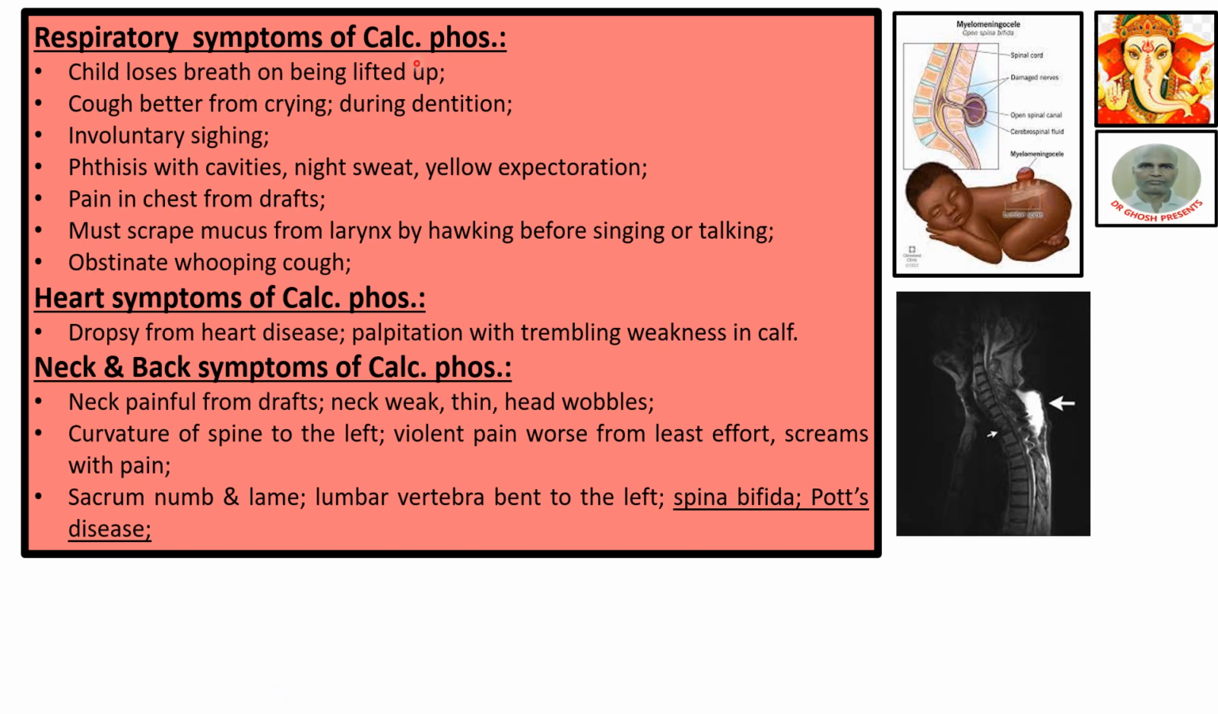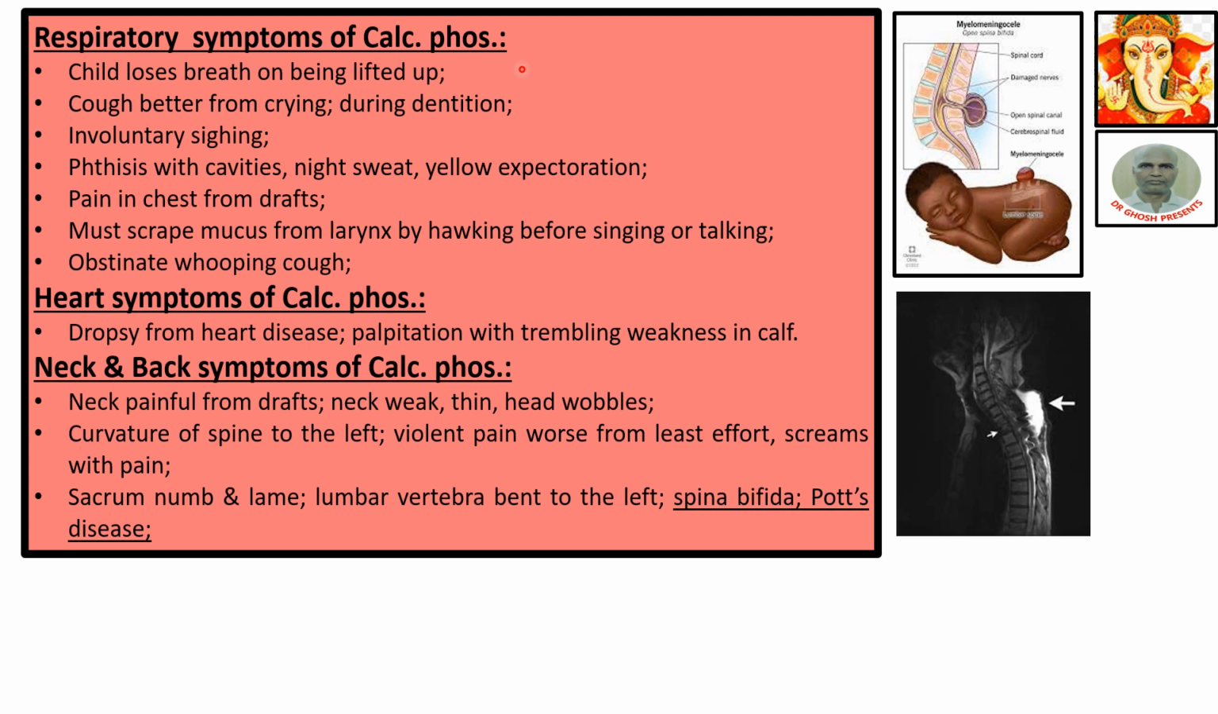Respiratory symptoms of Calcarea Phos. Child loses breath on being lifted off. Cough better from crying during dentition. Involuntary sighing. Phthisis with cavities, night sweat, yellow expectoration. Pain in chest from drafts. Must scrape mucus from larynx by hawking before singing or talking. Obstinate whooping cough. Heart symptoms of Calcarea Phos: dropsy from heart disease, palpitation with trembling, weakness in calf.